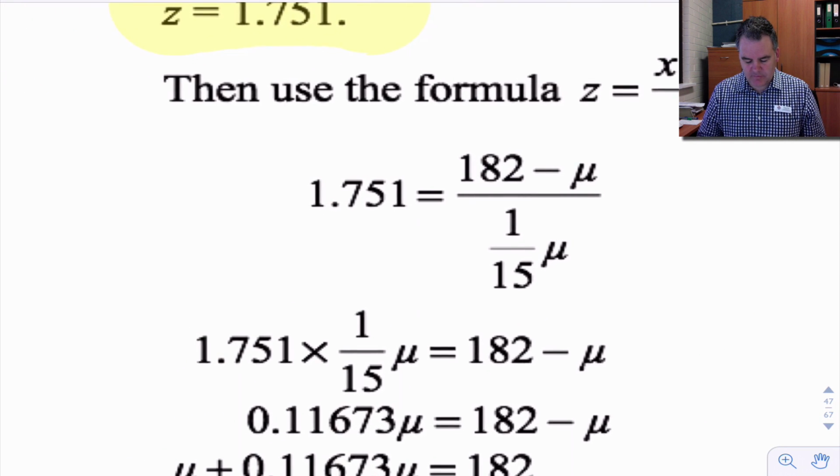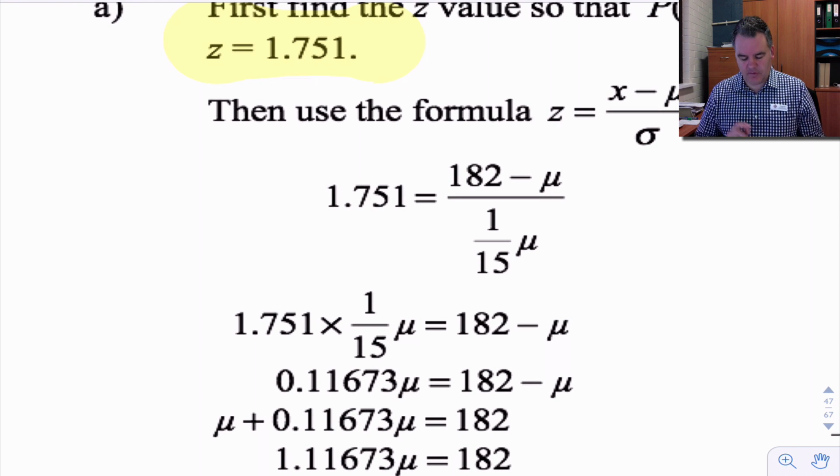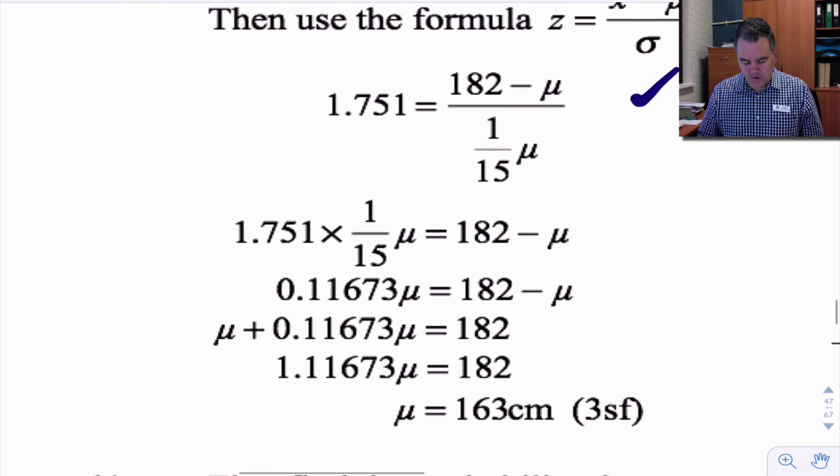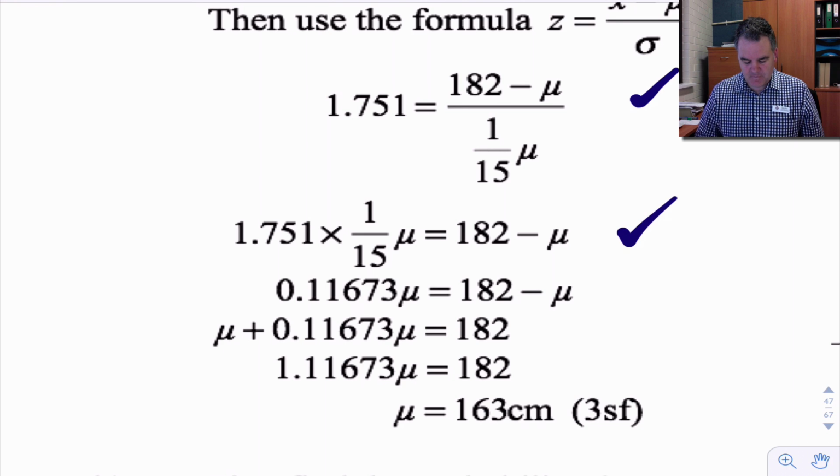And then we substitute in this formula again. We've got the z value, we've got the x value 182, we don't know the mean. In this case we don't know the standard deviation, but we do know it's 1/15 of the mean. So this is the equation that we get here. So multiply both sides by 1/15 mu, gives us this step here. I'm then going to add the mean to both sides.